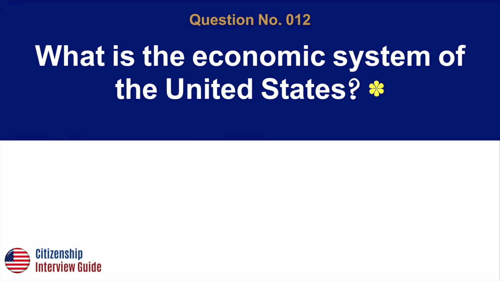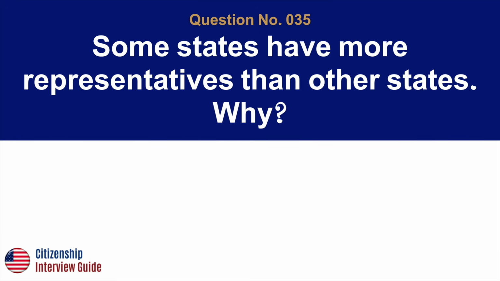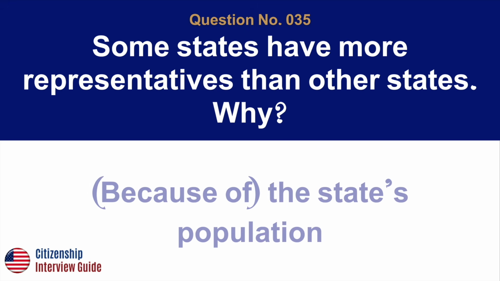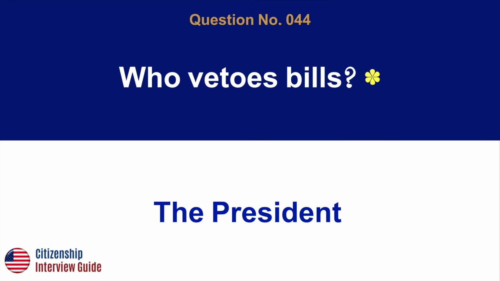What is the economic system of the United States? Capitalism. Some states have more representatives than other states. Why? Because of the state's population. Who vetoes bills? The President.